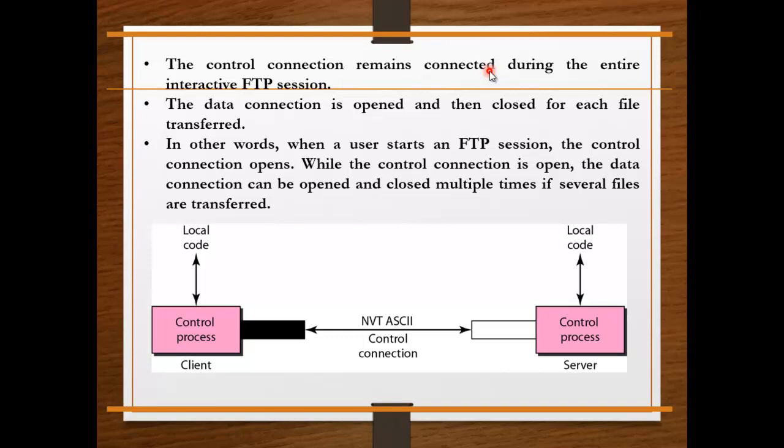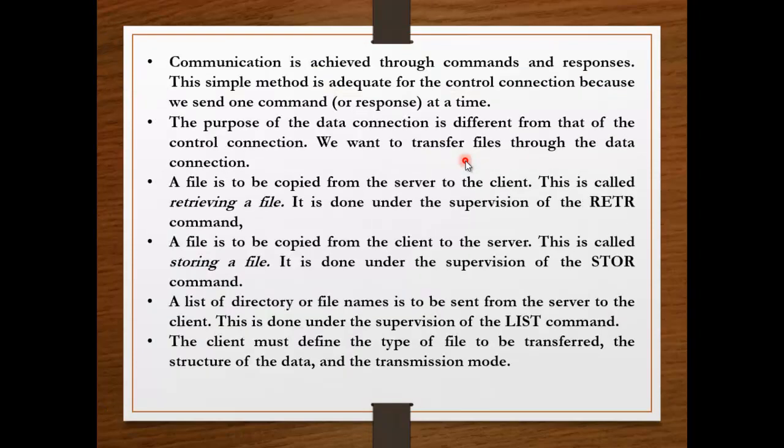Once the song is getting over, the data connection will get closed, but the control connection will remain until you close your particular browser or the particular site. So in other words, when a user starts an FTP session, the control connection opens. When the control connection is open, the data connection may be opened and closed multiple times if several files are transferred. So this is the communication over the control connection.